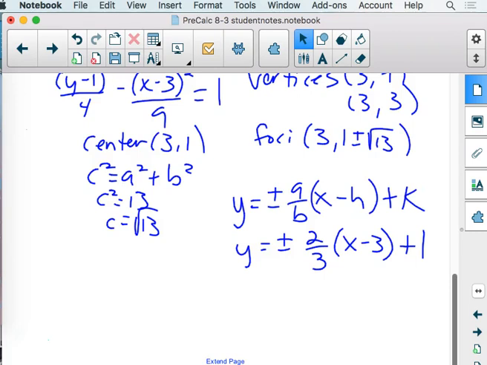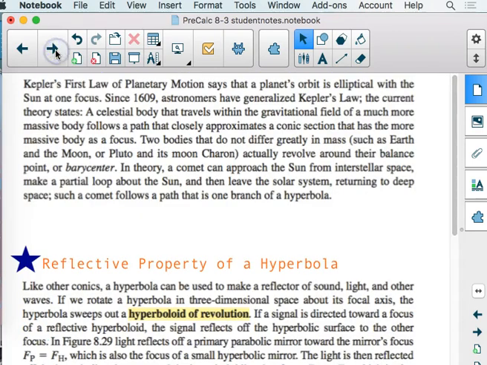So on the next page, this is where we're going to talk about that part of your objective, which has to do with the applications. Kepler's first law of planetary motion says that a planet's orbit is elliptical with the sun at one focus. Makes sense. Since 1609, astronomers have generalized Kepler's law.